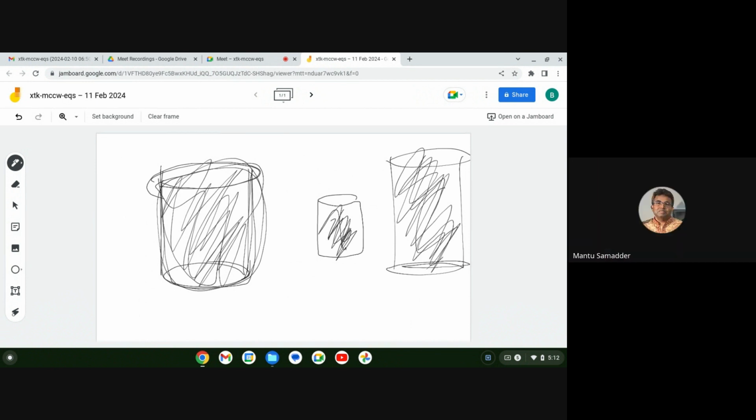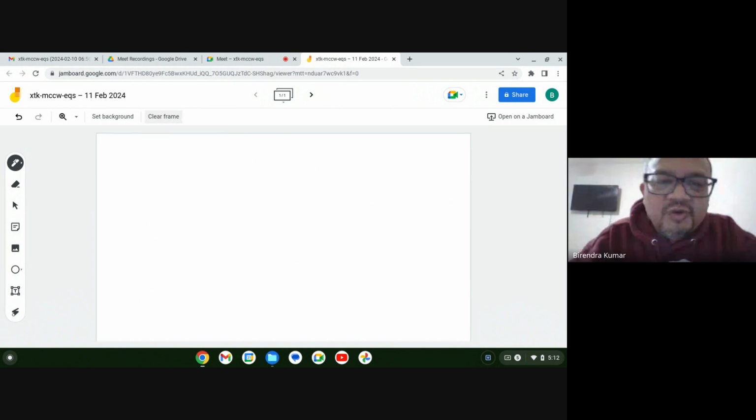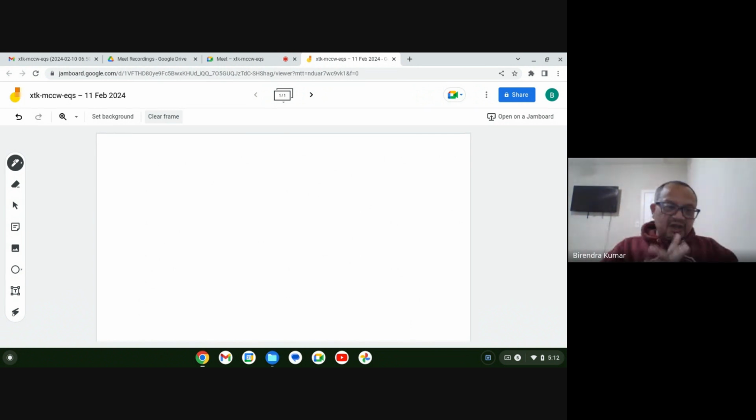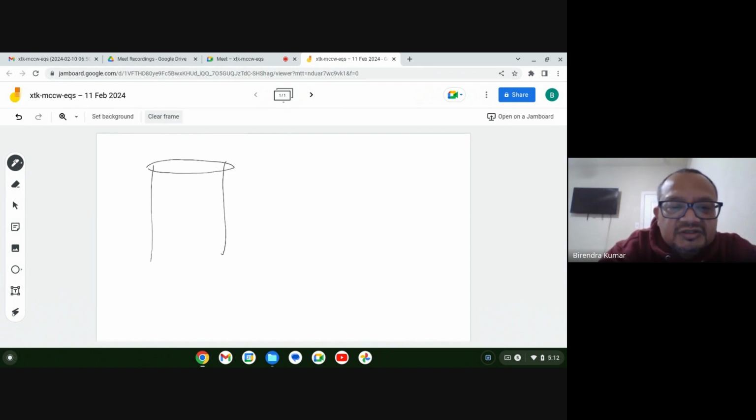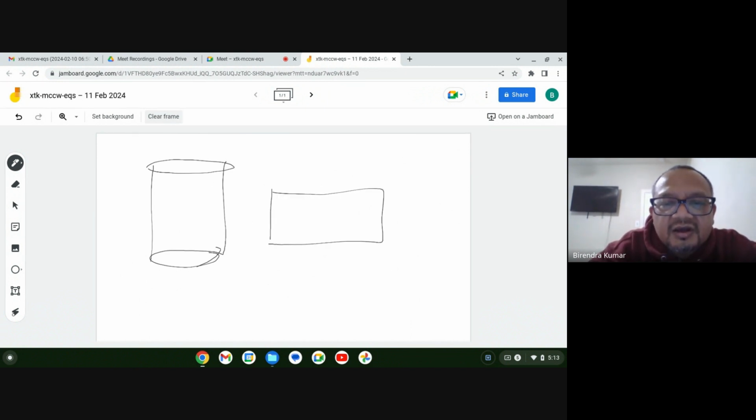So that difference in the amount of milk depends on the volume of the container. That is why, when we talk about solid shapes, meaning something which has length, width, and height, that is called a solid shape, which has three dimensions. Some of the basic shapes that we'll talk about will be a cylinder, a cuboid, which is made of rectangles.